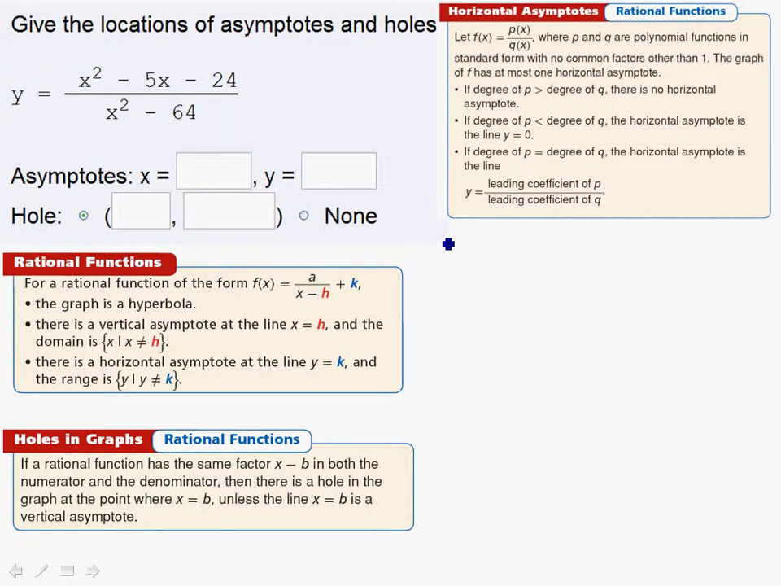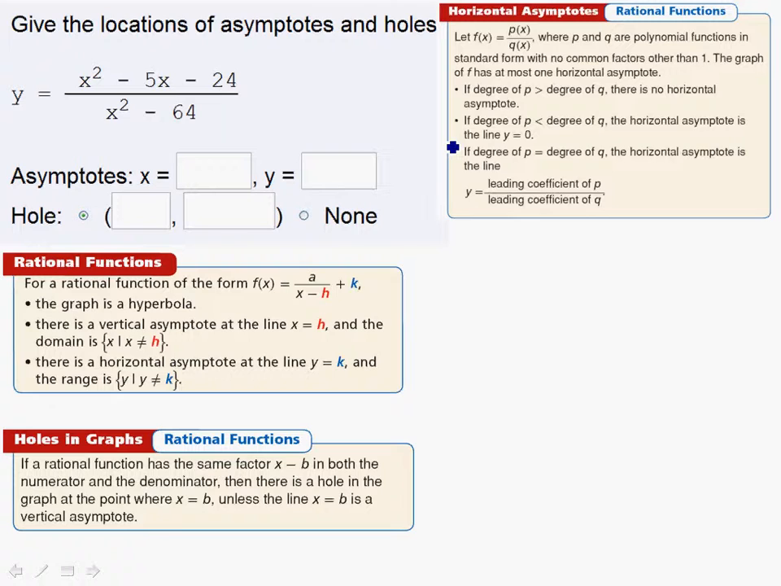Give the locations of asymptotes and holes. The first thing we're going to do is identify the horizontal asymptote, if any. Since we can do this by looking at the equation, this is a reminder: our horizontal asymptotes are based on the degree of the numerator and the degree of the denominator.